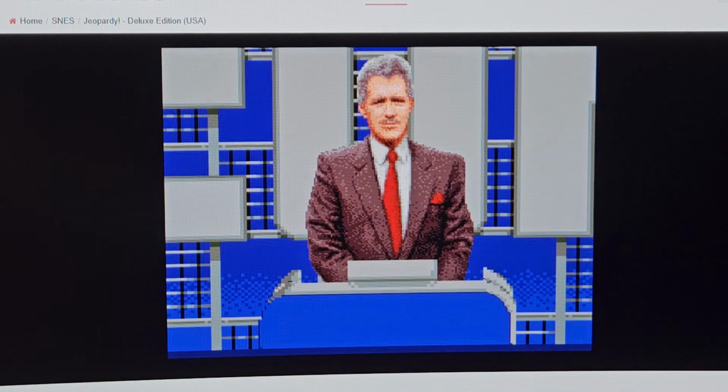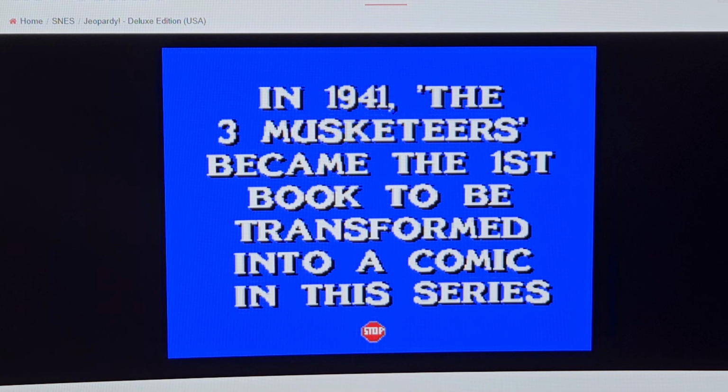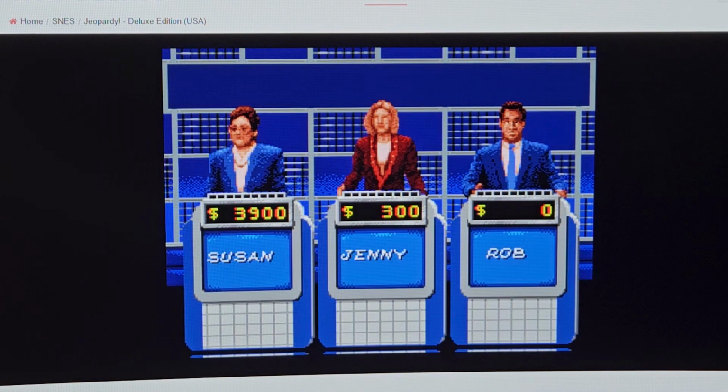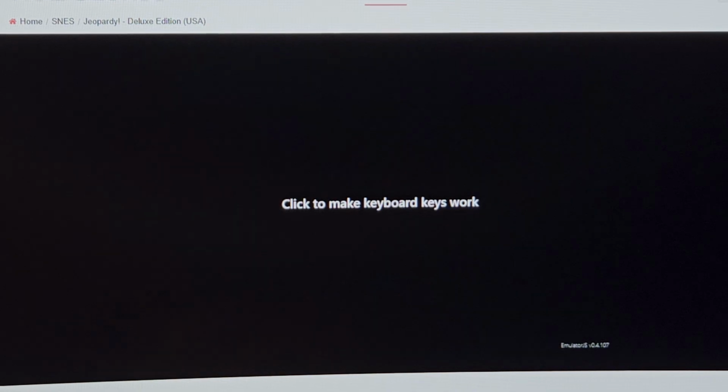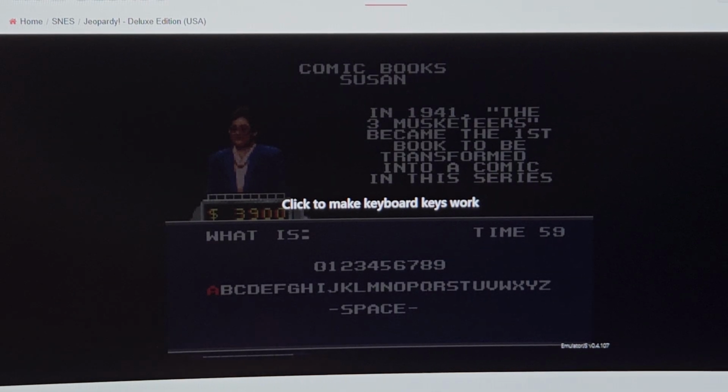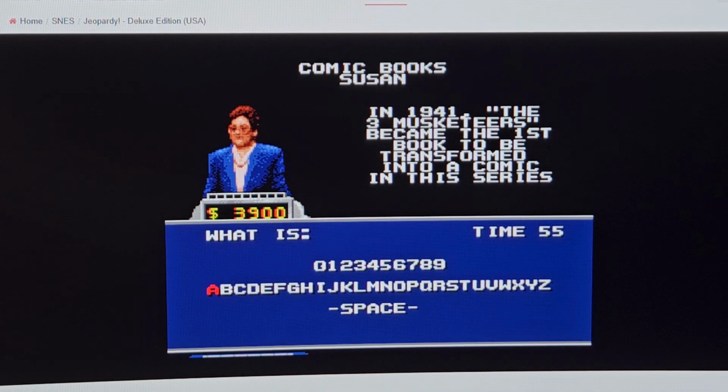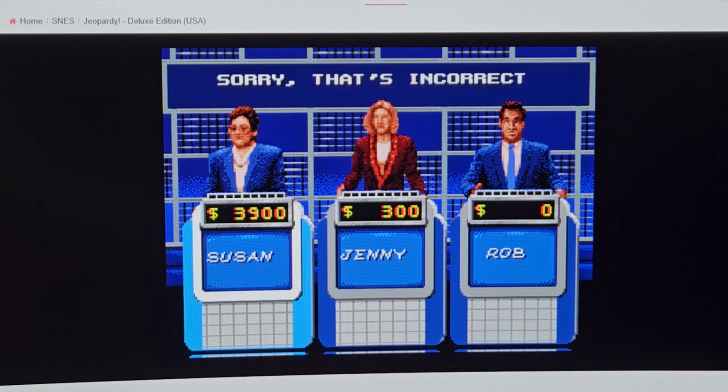Comic books for 100. The answer is... In 1941, The Three Musketeers became the first book to be transformed into a comic in this series. What is classic comics? Oh, what is classic? Oh, that can't be it.